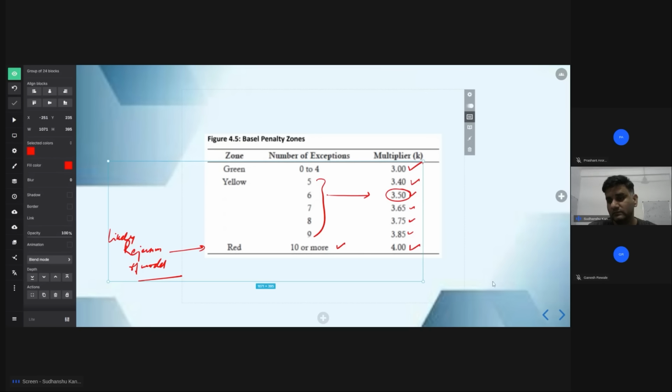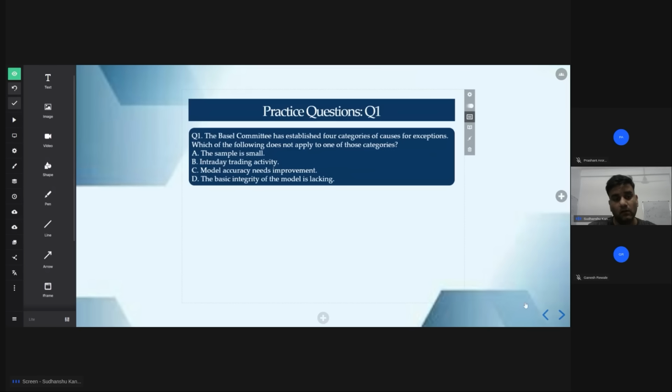I think there's a question. Okay, the Basel Committee established 4 categories for causes of exceptions. Which of the following does not apply to one of those categories? When you look at the categories: sample is small, intraday trading activity, model accuracy needs improvement, the basic integrity of the model is lacking. The first option is sample is small.